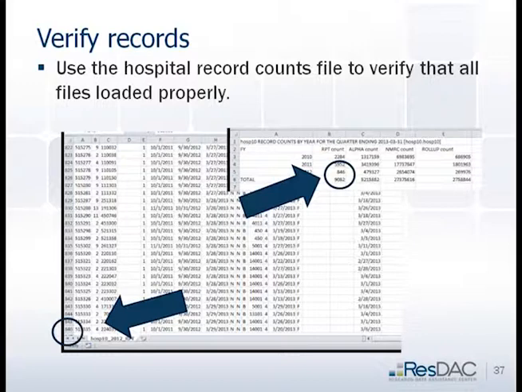So in this example, I had opened up the RPT file, and I opened it in Excel, and the last record was 846. And I opened up the record counts, and I looked over here, and yep, that matches. I have 846 records, and that's what CMS says I am supposed to have for this download. So that's a good sign.